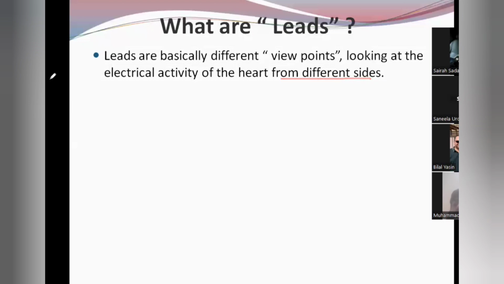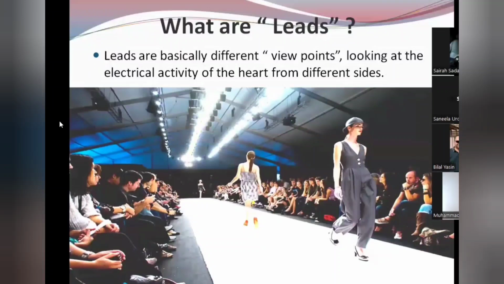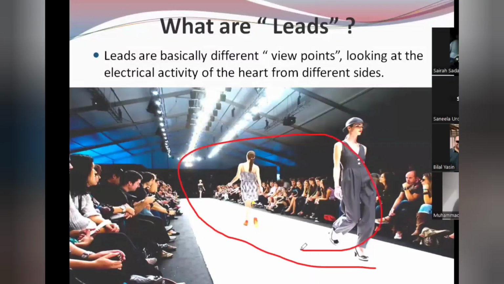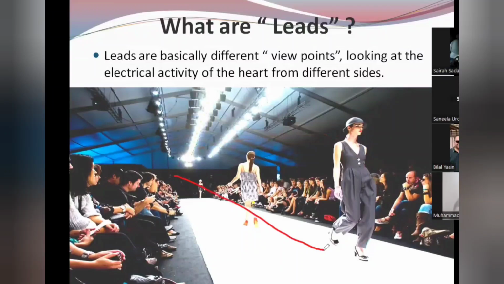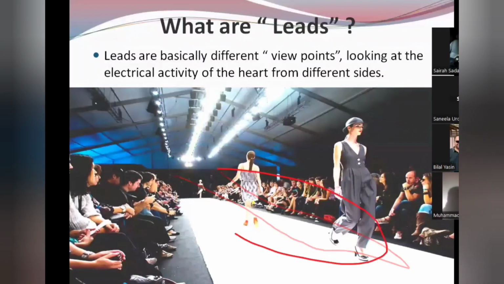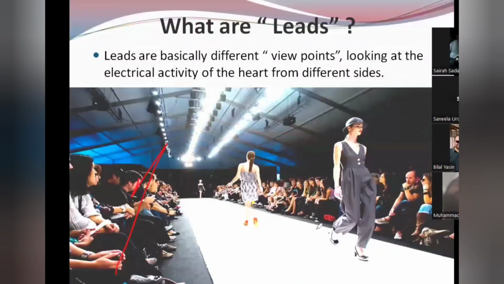Now I will show you a diagram and you will be like, okay, that's how the ECG is recorded. Look at this picture of a catwalk. Why am I showing you this? Imagine that these moving models are actually the electrical activity going from one side of the heart to the other side and then going back. This is the electrical activity in the myocardium, and these people sitting here are the leads. Basically, they are capturing the picture.